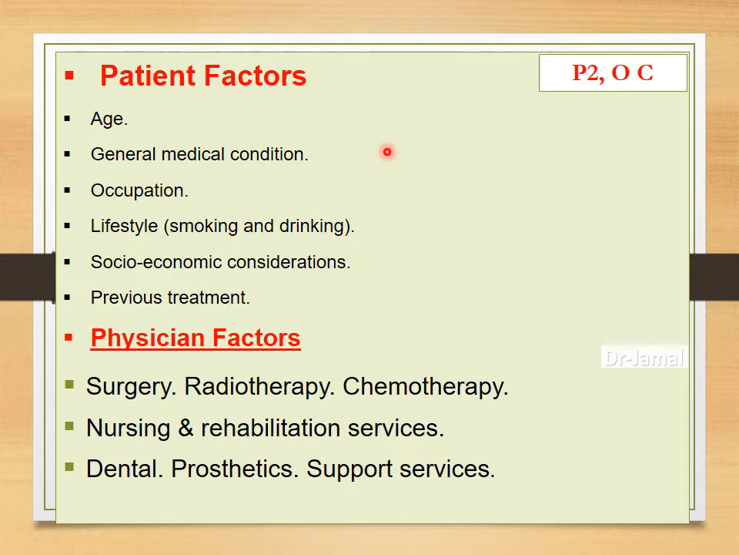Another factor important for the surgical treatment is the physician factor, regarding the type of surgery, radiotherapy, chemotherapy, all these modalities, nursing of the patient and rehabilitation services you can provide to the patient, and dental treatment if he needs any, to avoid the complications of the radiotherapy or of the postoperative period after the radical surgery. So dental or prosthetic and supporting services for the patient, all these factors should be taken into consideration.